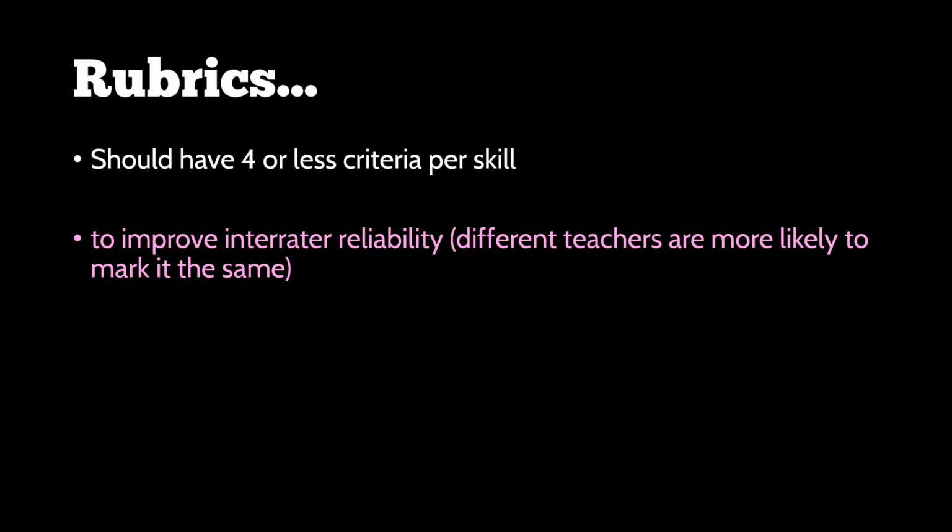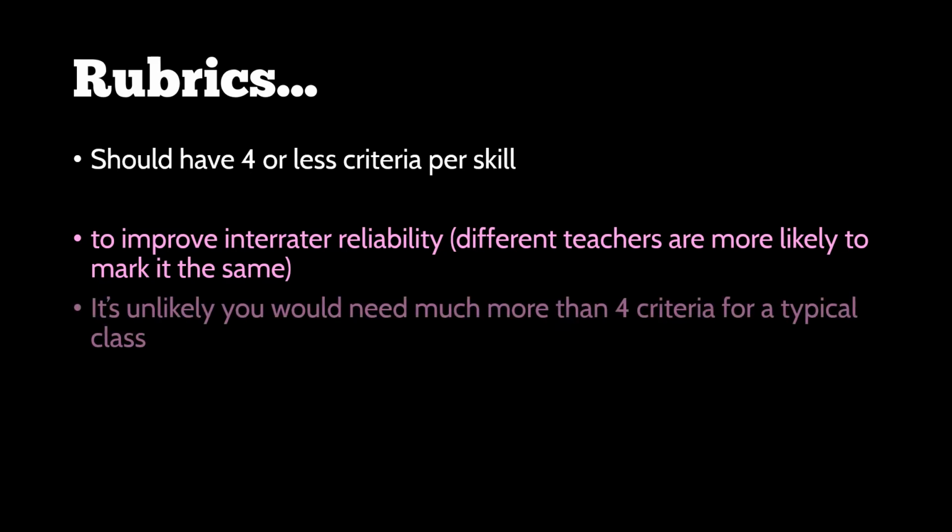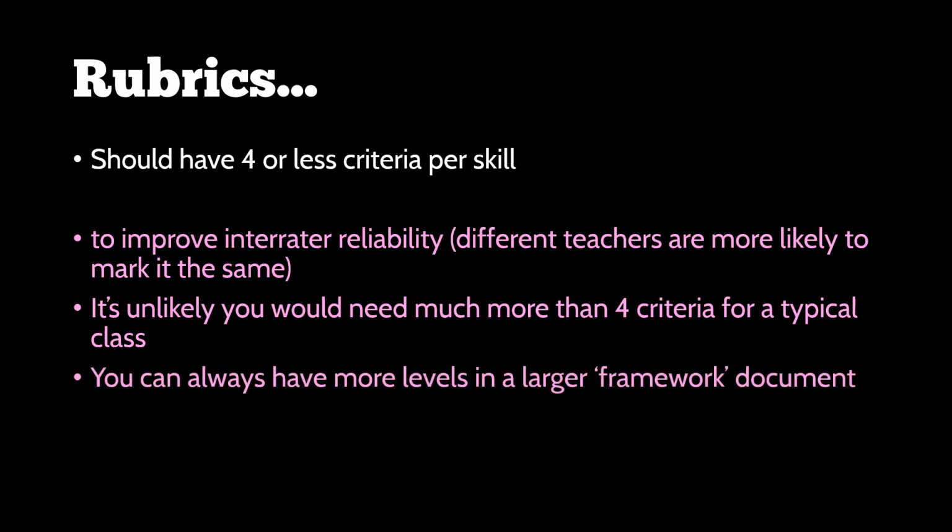Now, in terms of rubric construction, rubrics should ideally have 4 or fewer criteria per skill. That helps make different teachers more likely to assess student work at the same level because there are not so many finely grained criteria. Also, even in a class as big as, say, 30 people, it's unlikely you're going to need more than 4 criteria to represent the spread of a typical class.